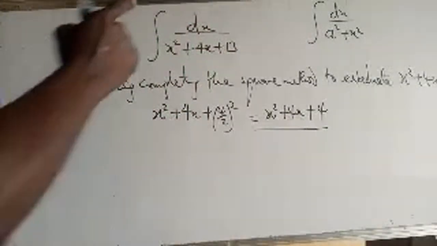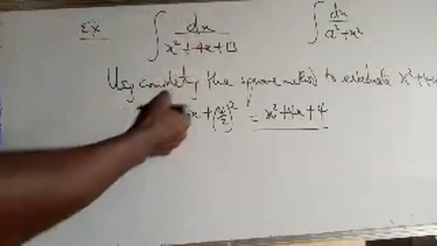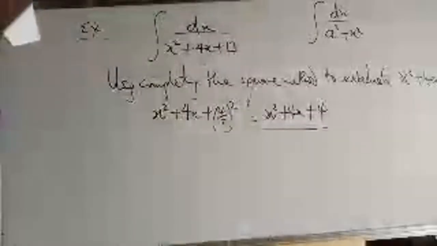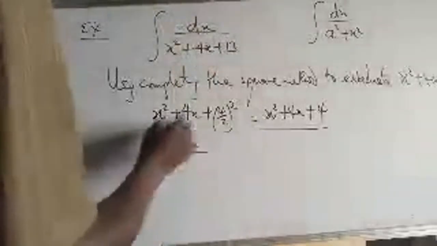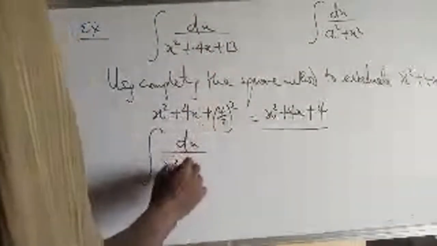Try to understand it. We have x squared plus 4x plus 13. Now with this method, we have gotten 4. What happens to 13? Nothing. So what you just need to do is, what will you add to this 4 that makes you have your 13 here? That is it. So you can have the dx all over x squared plus 4x plus 4.